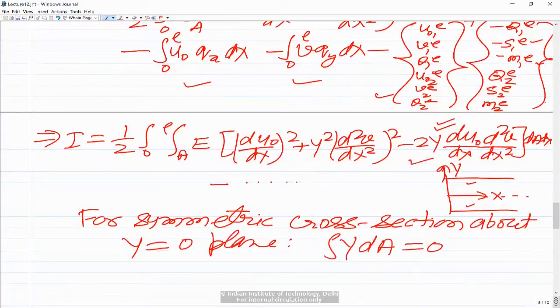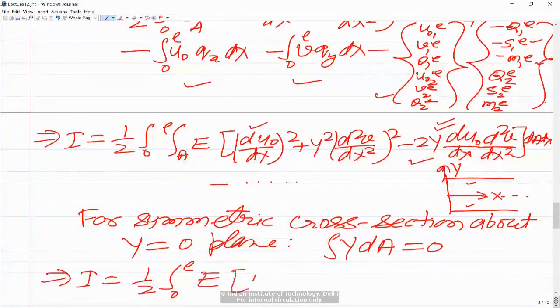So therefore, you would be able to say that this I is going to be half integral 0 to L, and then this term does not involve any cross sectional coordinates, so it would be integral EdA. This is only a function of x, so integral EdA will give you simply area. So we will have E, and then this term would be A. Now I'm performing the cross sectional integration, so that will simply give you A.